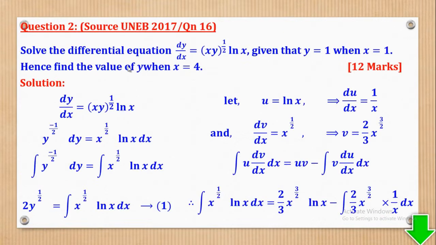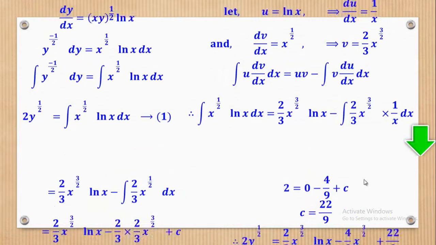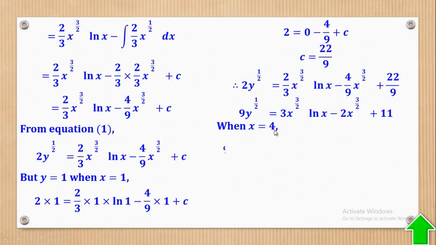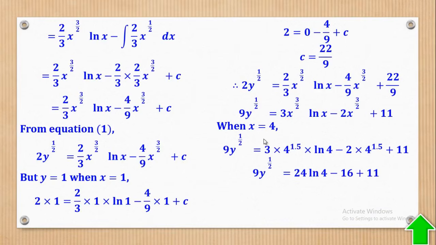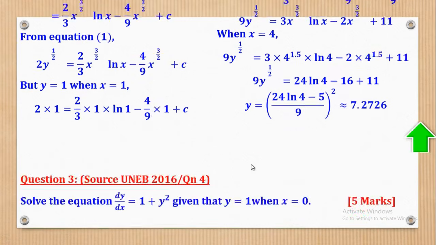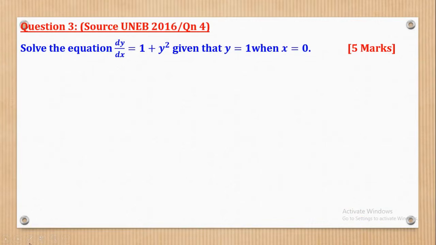So in the question, they told you to find the value of y when x is equal to 4. So you come and say that when x is equal to 4, what happens? You replace x with 4 and make y the subject. So when I make y the subject, y will be equal to 7.2726. So that was question 2. Now I shall go to question 3.